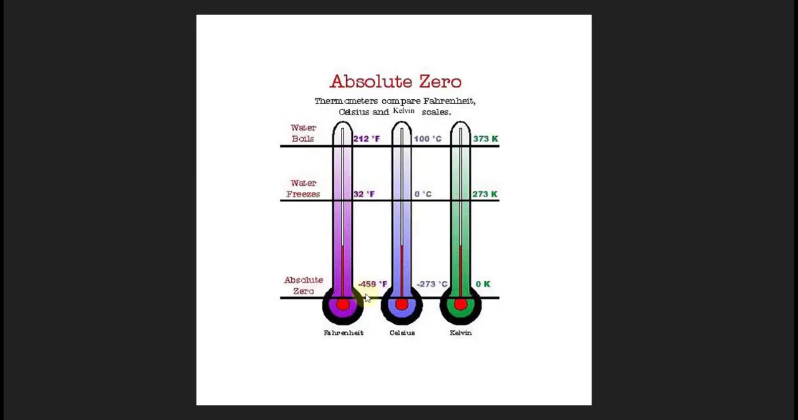Here we have absolute zero, where all atomic motion, molecular motion has ceased, stopped. At absolute zero, all motions cease. Absolute zero is minus 459 degrees Fahrenheit, minus 273 degrees centigrade. We call this 0 degrees Kelvin after the Scottish scientist Lord Kelvin. So we use degrees Kelvin in science.